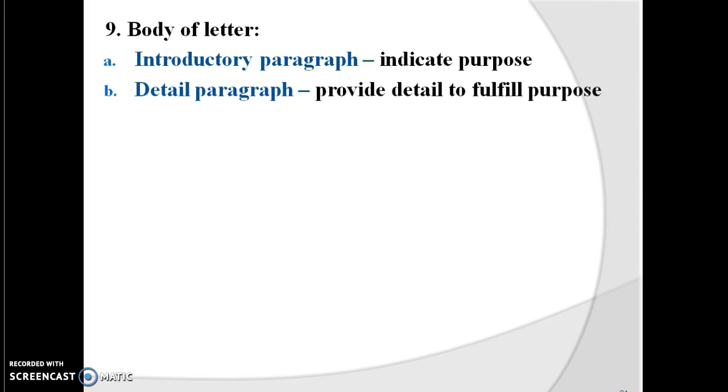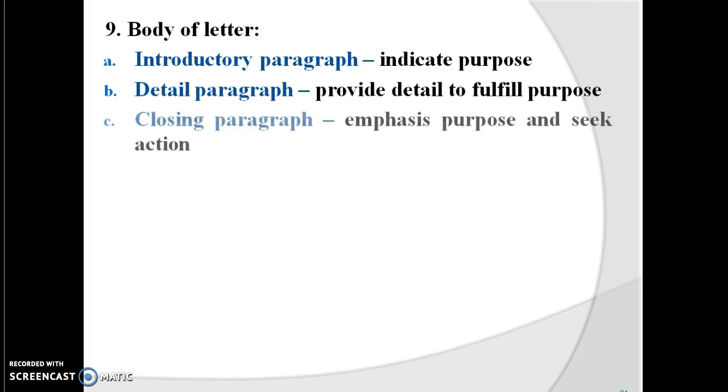Now, if the detail paragraph has a lot of detail, you can break this paragraph into two. And the third paragraph is the closing paragraph. A closing paragraph emphasizes the purpose of writing the letter and seeks a particular action from the receiver. Alright, so that is how you should use the body of the letter to develop the content or message that you want to share with your receiver.